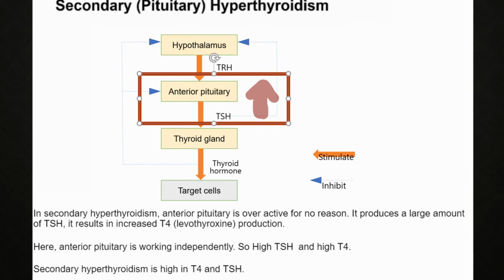Secondary hyperthyroidism. Here, the anterior pituitary is overactive for some reason. It produces a large amount of TSH. The result is increased T4 levothyroxine production. Here, the anterior pituitary is working independently, so the result is high TSH and high T4.